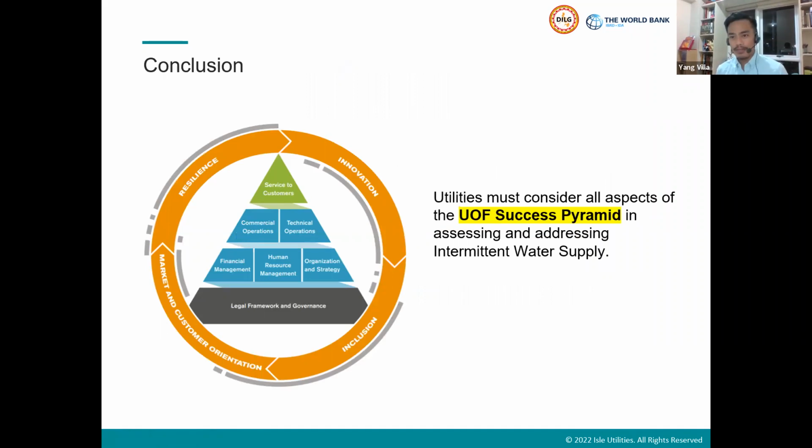In conclusion, just to end this talk, as I've mentioned earlier, if there's one thing I'd like you to take away, it is the UOF success pyramid, as I'm showing here on this slide again. And utilities must really consider all aspects of the UOF success pyramid in assessing and addressing intermittent water supply.